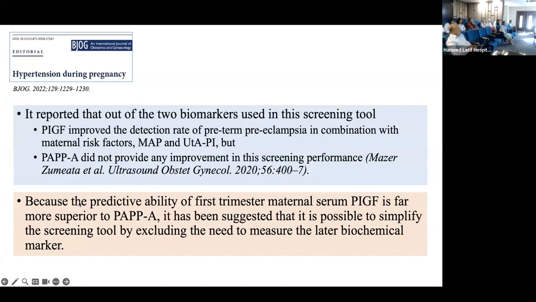Now, do you know how much is the value of placental growth factor in early pregnancy, and what value would indicate that the woman is more likely to develop preeclampsia? For that, I would want you to make your own notes. This is a question for you to look up in the book or wherever you can and make your notes.